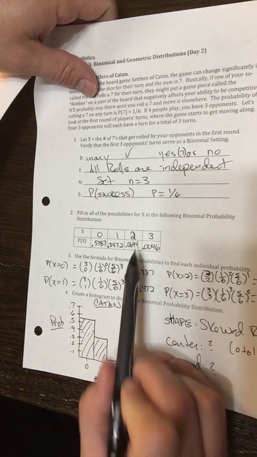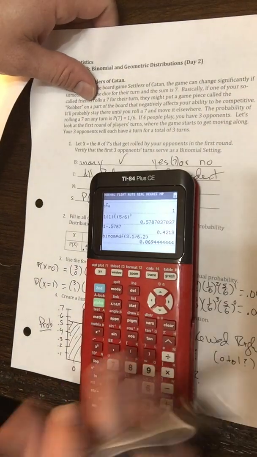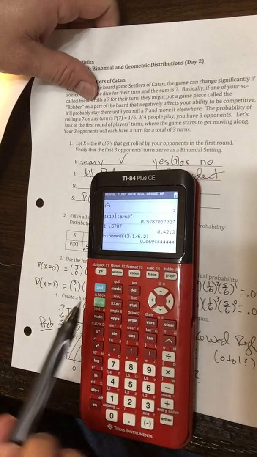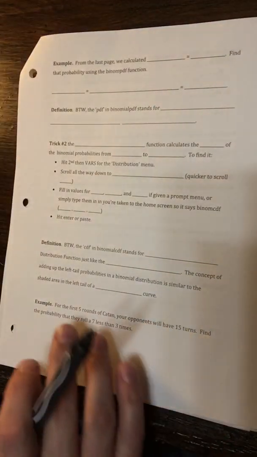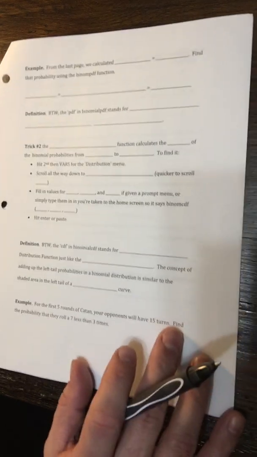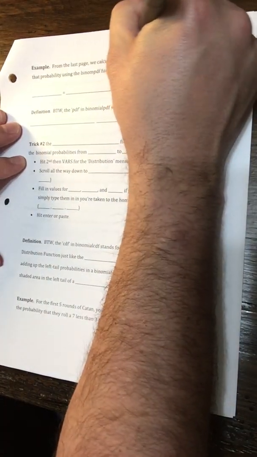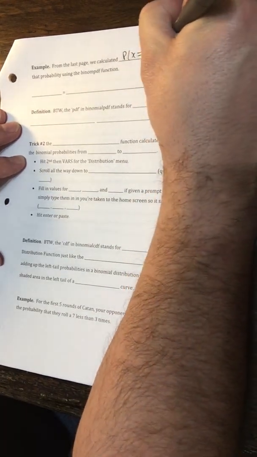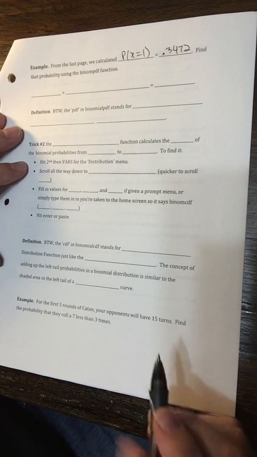0.0694444. That math gets done that quickly with the binomial PDF function on your calculator. Second and variables, and scroll down until you see PDF. Gotta like shortcuts, people. Let's go to the third page. Third page. From the last page, we calculated the probability that x equals 1 to be 0.3472. Find that probability using the binomial PDF.